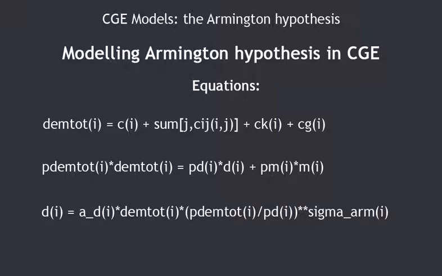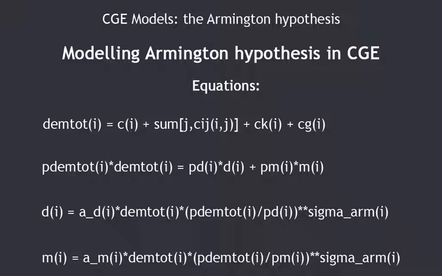And then you've got two equations for the determination of D and M, that is to say for the determination of local demand for local goods, D, and local demand for foreign goods, M. And this follows the same functional form. D over dem tot is a decreasing function of PD, or an increasing function of the ratio of the composite price of total demand over the price of the local good PD. And sigma arm is the Armington elasticity. Same thing for M over dem tot. It's an increasing function of the ratio P dem tot over PM, with sigma arm the elasticity of substitution.